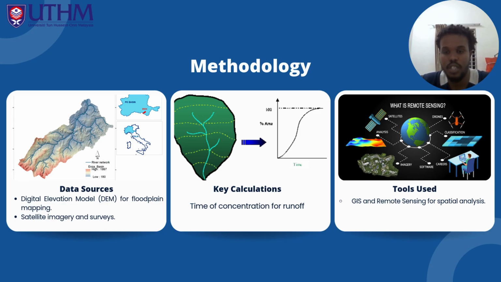So, methodology. Firstly, we got the data from a digital elevation model (DEM) for floodplain mapping, and then we used satellite imagery and surveys. The key calculation we used in this report is the time of concentration for runoff. And the tools we used include GIS and remote sensing for spatial analysis.